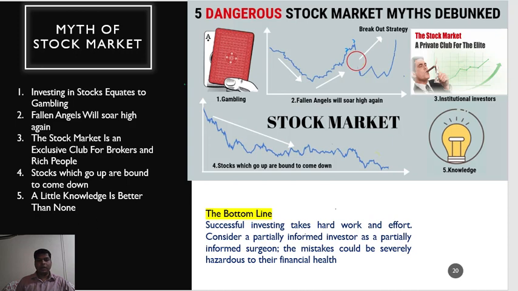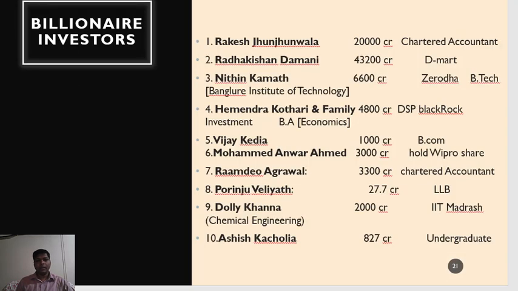So let us look here at some Indian personalities. They have already made millions, billions of rupees from the stock market over the last 30 years. The first name is Mr. Rakesh Jhunjhunwala. By profession, he is a chartered accountant. And according to Google, his net worth is 20,000 crore, approximately $3 billion. You can also check in Google. I got this data from a simple search in the search engine.